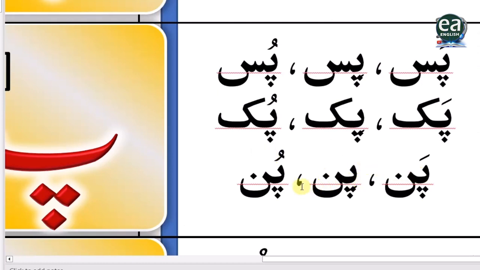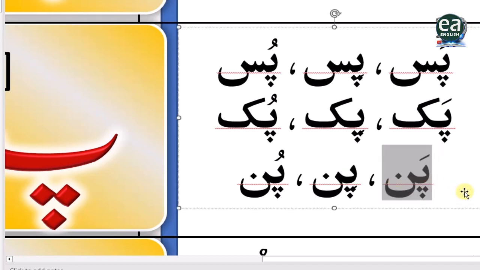Pan, pin, pun. Pa zabar noon, pan. Pa zer noon, pin. Pe pesh noon, pun. And there is no Arabic letter pe, but in Urdu there is pe, okay? If this is like this, so what is this?